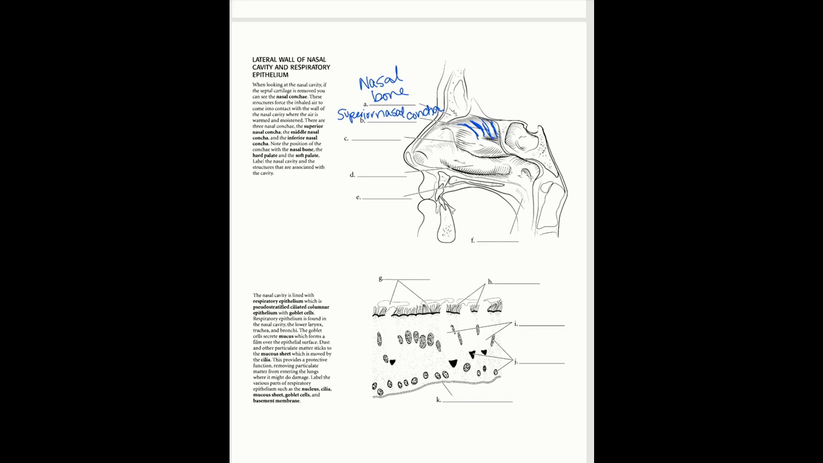It's going to cause it to spiral and swirl through the cavity, and as it swirls through the cavity, it's going to pick up moisture from the mucus, and it's going to be warmed and humidified before it makes its way to your lungs. Just below that, we have our middle nasal concha, which has the same job. And then D is going to be our inferior nasal concha.